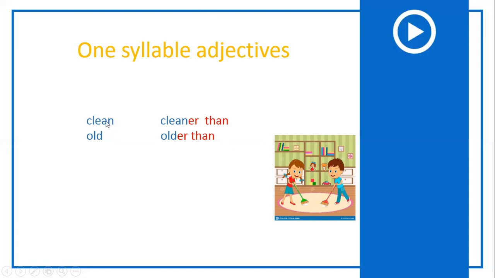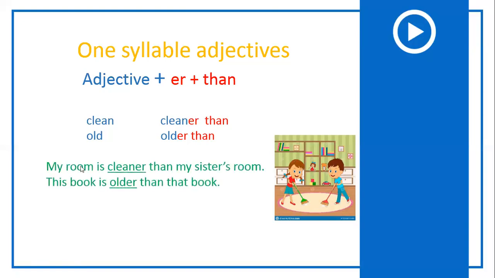One syllable: clean, old, one-syllable adjectives. So when it is a one-syllable adjective, we take the adjective, clean, then we add er, and then. We absolutely should write than here. If you forget it, our answer will be wrong. And look, my room is cleaner than my sister's room. Again, how many rooms do we have here? My room and my sister's room. We absolutely must have 2 items.